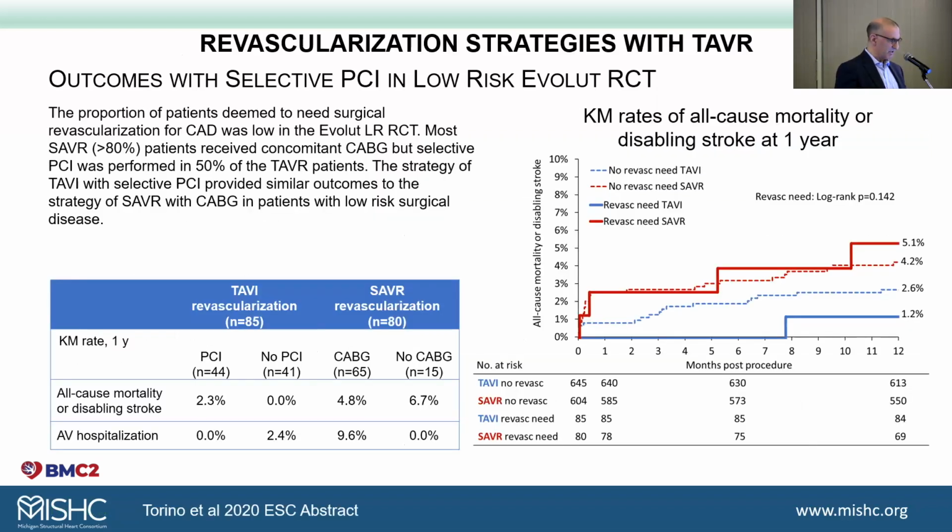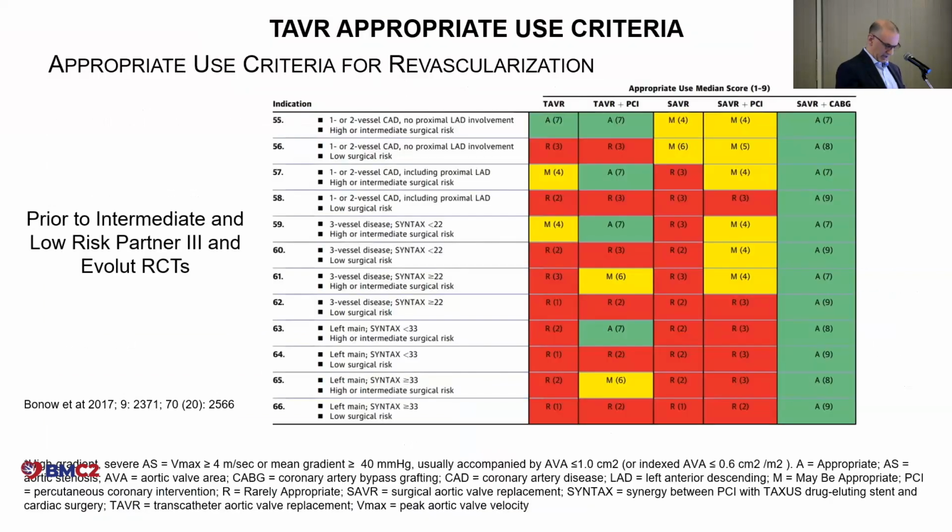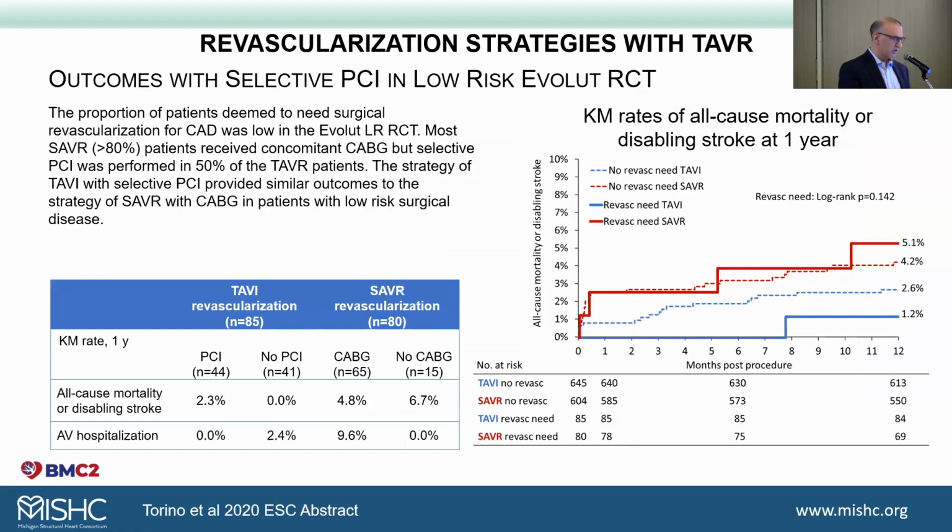If you look at what we saw in TAVI, there is no revascularization versus no. So if there's no need for revascularization, revascularization with TAVI or SAVR, the numbers kind of overlap significantly. And if I had to conclude this, the proportion of patients deemed to need surgical revascularization for CAD was low in the Evolut Low Risk, but mostly had SAVR.